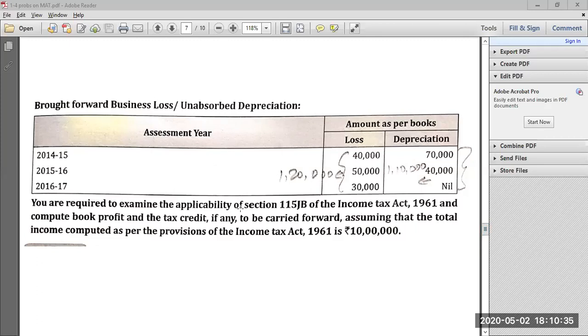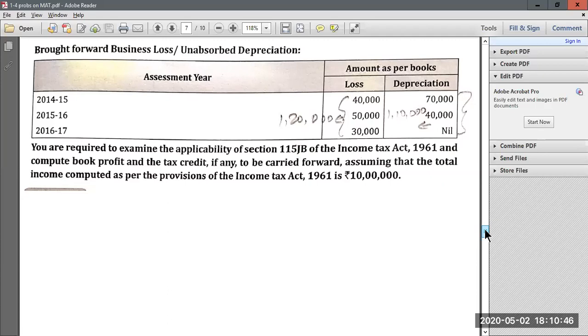Now again they have said you are required to examine the applicability of this section and compute book profit and tax credit, if any, to be carried forward, assuming the total income computed as per provisions of the Income Tax Act 1961 is 10 lakh rupees. So here in this problem, they have given total income as per the Income Tax Act of 1961 as 10 lakh. That means this is the amount of total income which is computed as per normal provisions. So if they give this amount directly, there is no need to do any adjustments. Understood? Whatever they have given in this problem is related only to MAT, computation of MAT. So it is 10 lakh whenever they give it directly. On this you have to calculate tax of 25% directly, and that will be your tax liability as per normal tax provisions.